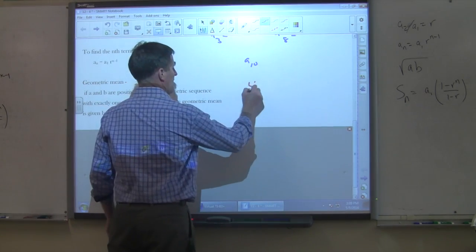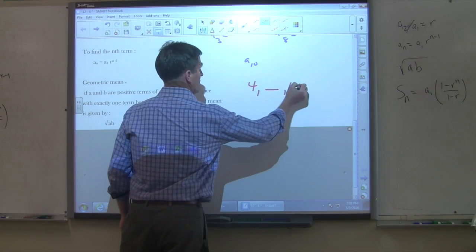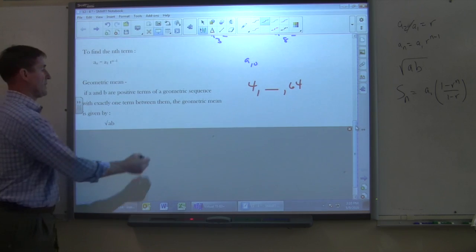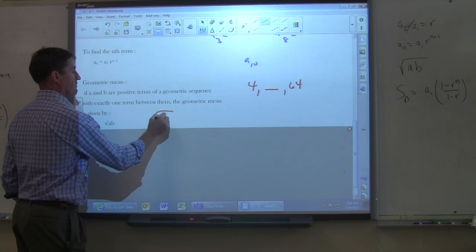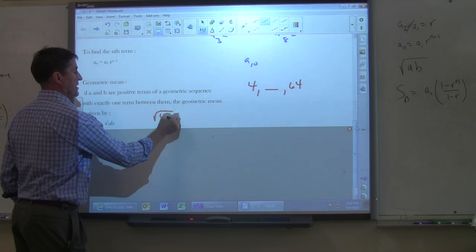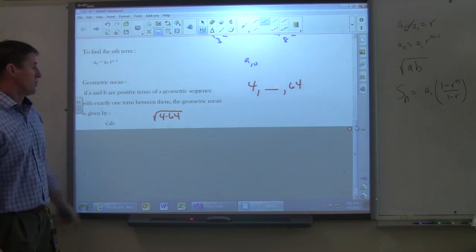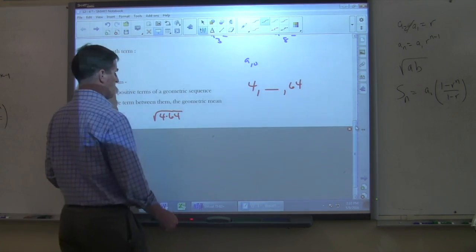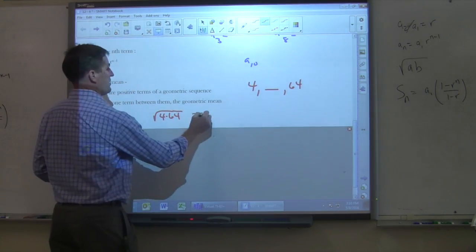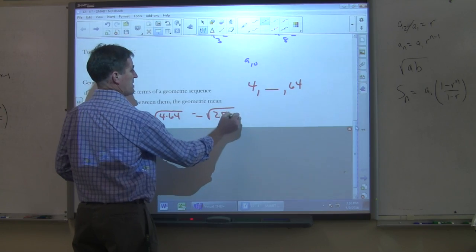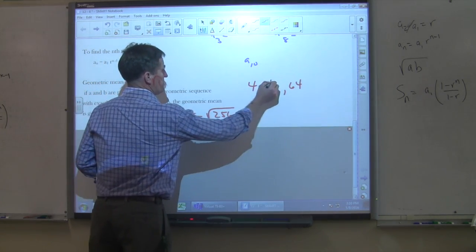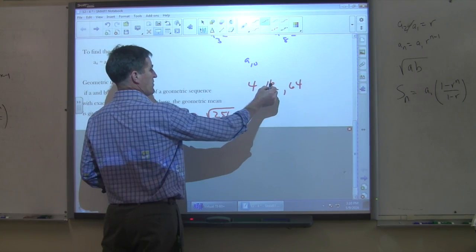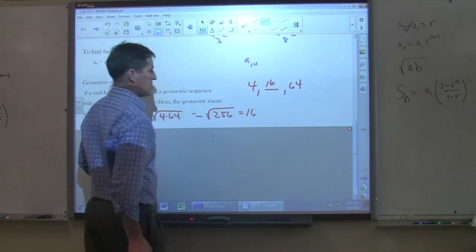So, if I gave you one number in between, all you do is you take the square root of 4 times 64. So you would multiply 4 times 64 and then take the square root of that. So 4 times 64 would be the square root of 256, which is 16. Check it. 16 divided by 4 is 4. 4 times 4 is 16. 16 times 4 is 64.